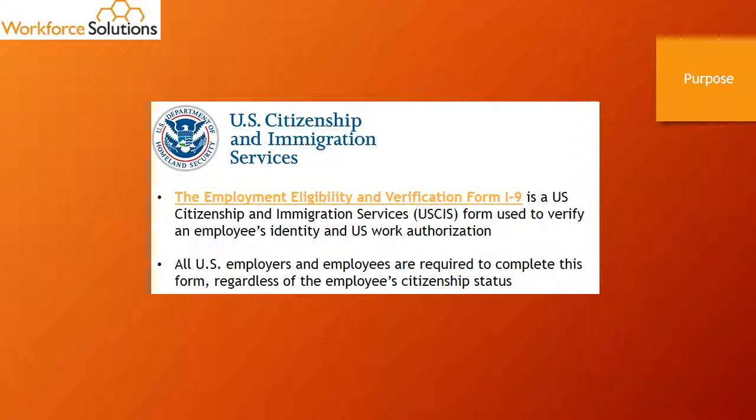The Employment Eligibility Verification Form I-9 is a U.S. Citizenship and Immigration Services form. It is used by an employer to verify an employee's identity and to establish that the worker is eligible to accept employment in the United States. U.S. employees must complete Form I-9 regardless of their U.S. citizenship status no later than 3 days after the hire date. For a full copy of Form I-9, click on the hyperlink. You may want to print a copy to follow along with this training video.